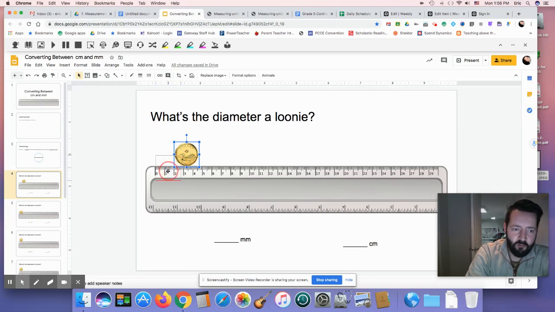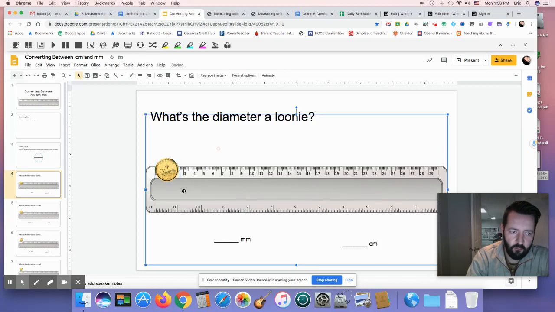So what we want to do is just plop this loonie down right about there, and we'll just shift it over so that the edge of it is right on the 0. Might take a little bit of finessing here. Yeah, just like that. And then if I click off the loonie, we can see the edge of the loonie lines up right with that line there.